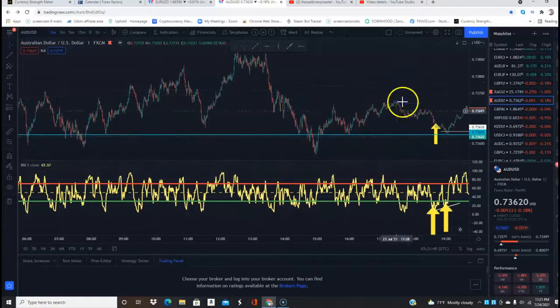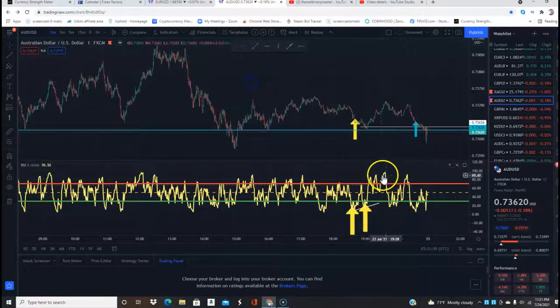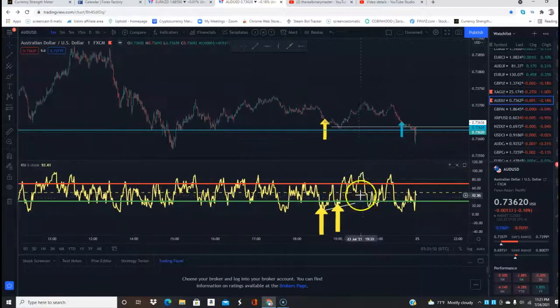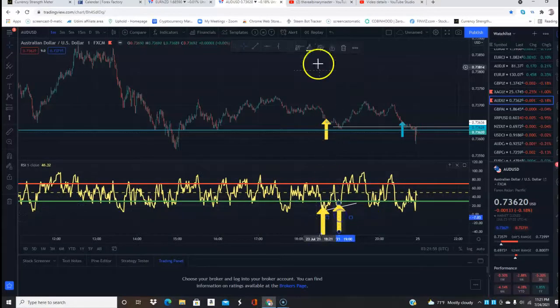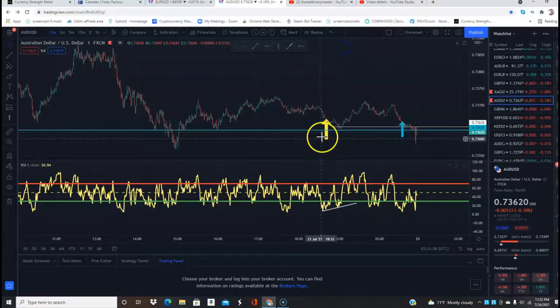But so yeah, we have one beautiful divergence here that played out just as we would have wanted it to. Now let's go back and see if we can find another divergence and see how it played out.